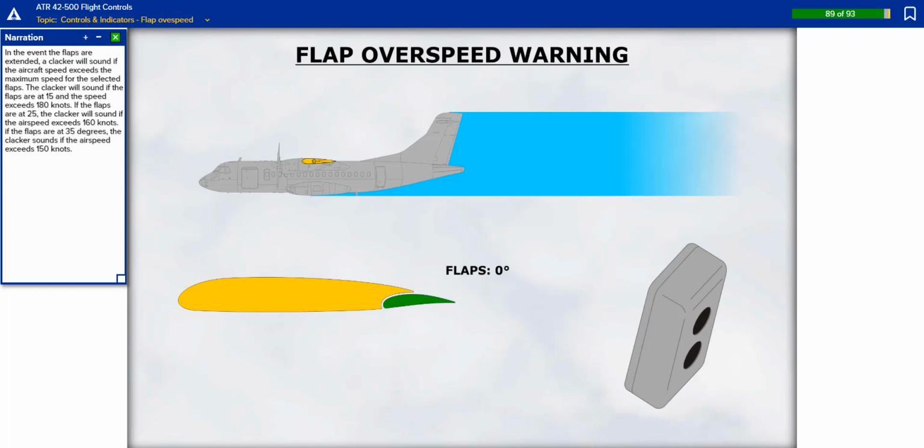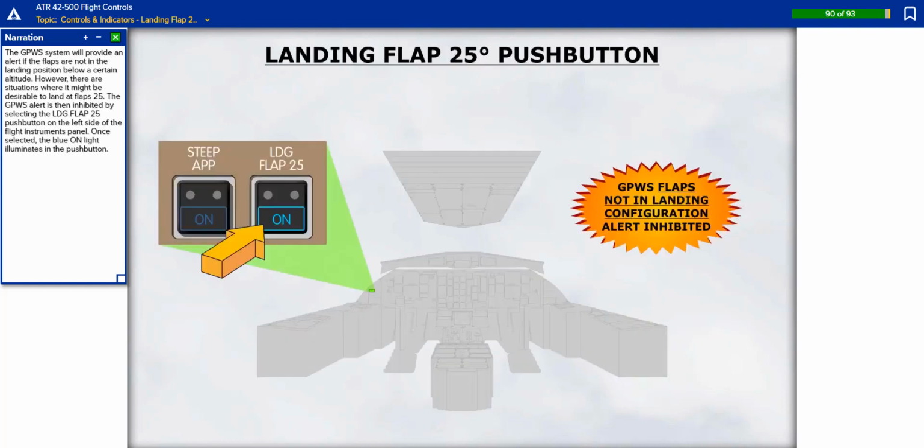In the event the flaps are extended, a clacker will sound if the aircraft speed exceeds the maximum speed for the selected flaps. The clacker will sound if the flaps are at 15 and the speed exceeds 180 knots. If the flaps are at 25, the clacker will sound if the airspeed exceeds 160 knots. If the flaps are at 35 degrees, the clacker sounds if the airspeed exceeds 150 knots.